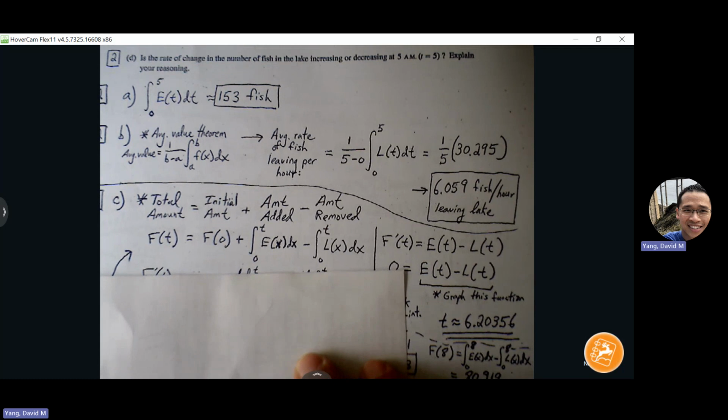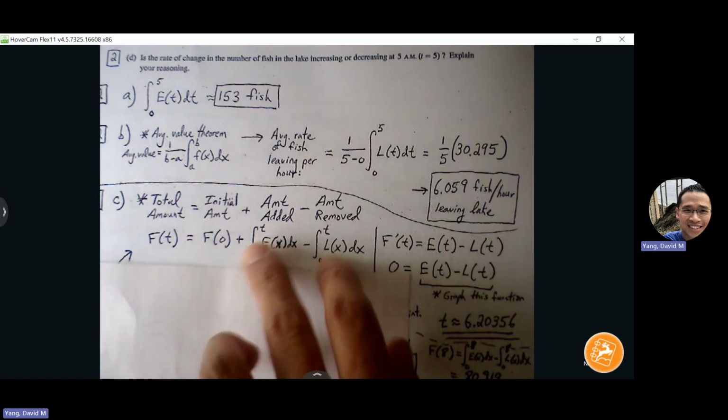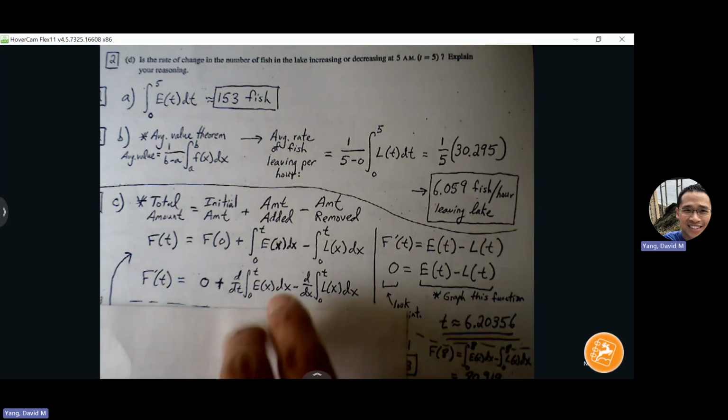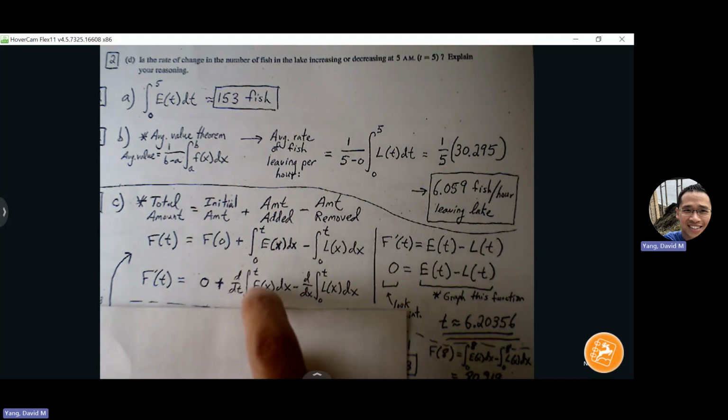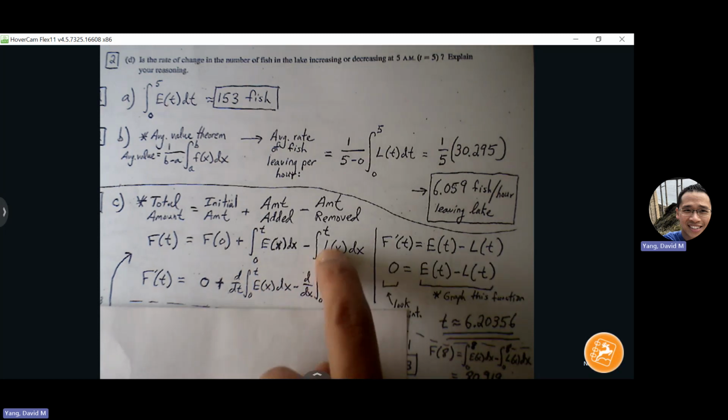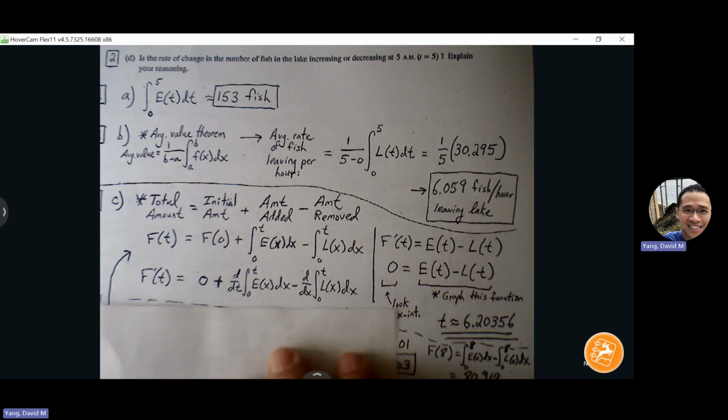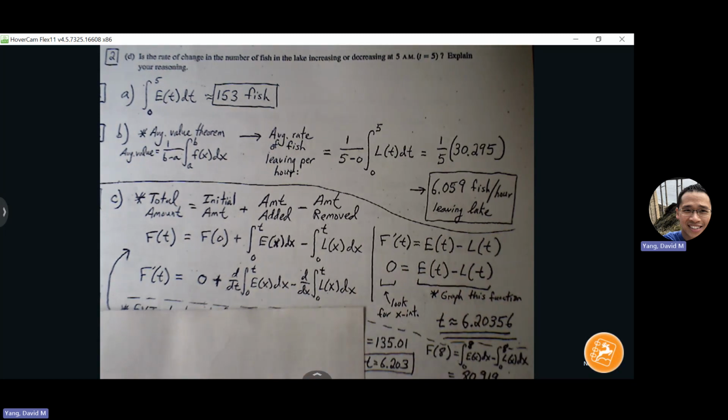And if I want to find the derivative of that, I take the derivative of f of 0, which is 0, and the derivative of the integral, which is just going to be that remaining function, E of x or E of t. And then if we find the derivative of the second integral, that's going to strip away the integral and just leave us with L of t. And if my derivative is E of t minus L of t, I can simply graph E of t minus L of t in my calculator and look for the x-intercept. And that's going to be my critical point.